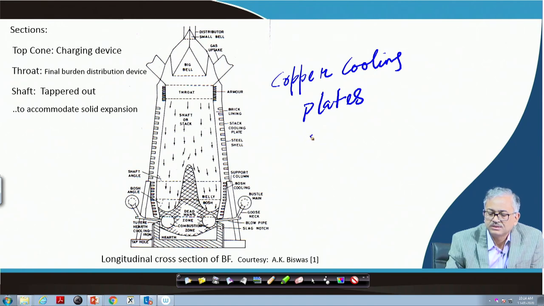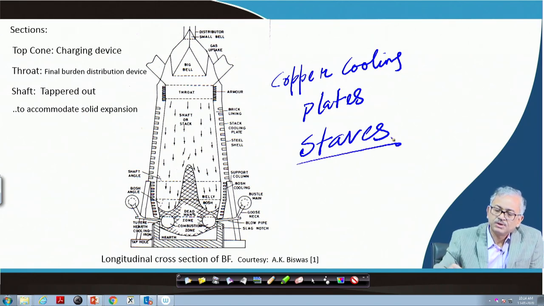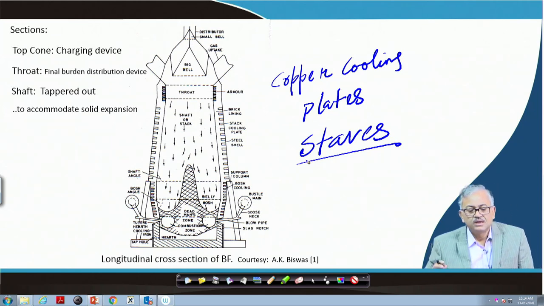Also called the steps, STABS, copper steps. So this is called the copper steps. There's the copper cooling plates there. This is called the steps. And you can use that to cool the refractory. Okay, so this is about the shaft.